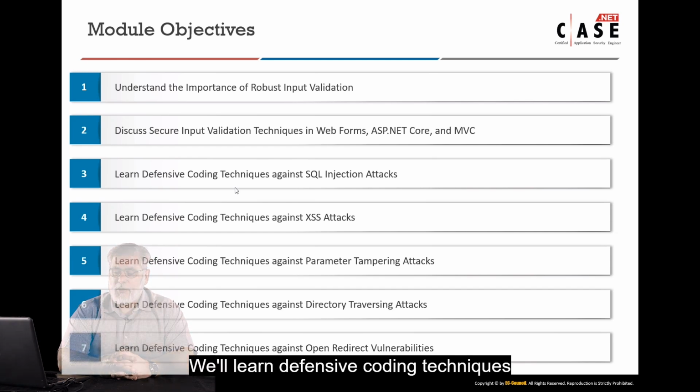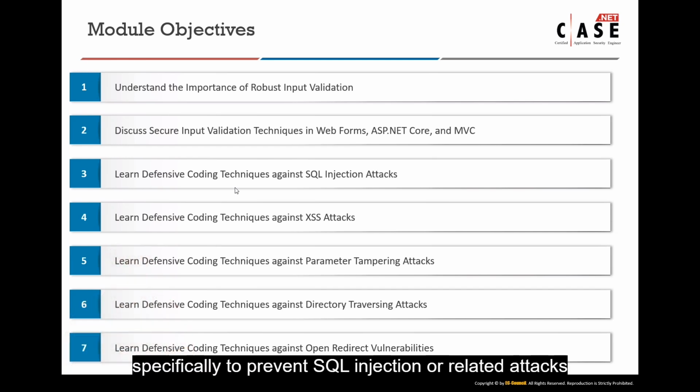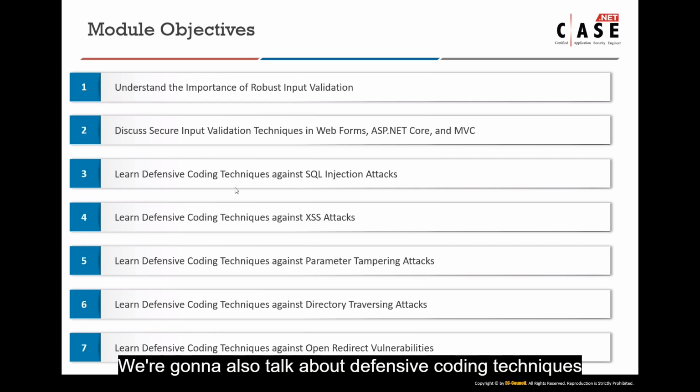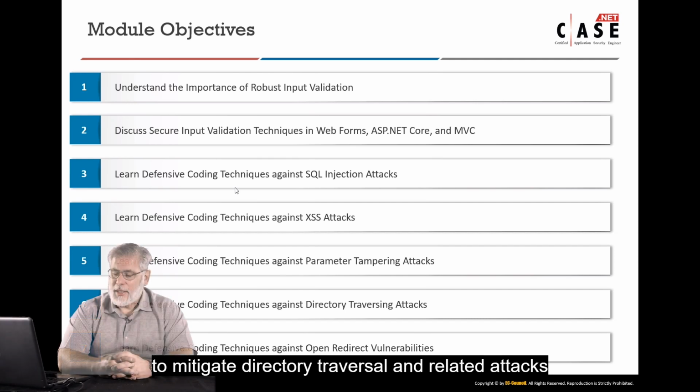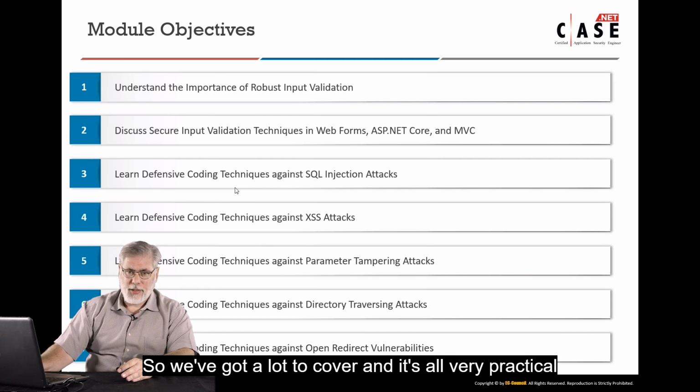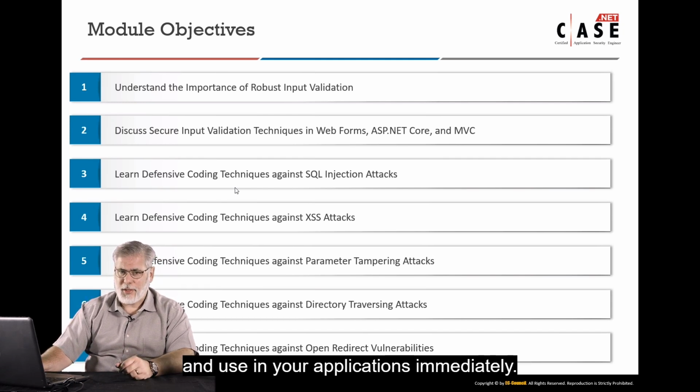We'll learn defensive coding techniques specifically to prevent SQL injection and related attacks, such as cross-site scripting. We'll learn defensive coding techniques specifically to mitigate parameter tampering. We're also going to talk about defensive coding techniques to mitigate directory traversal and related attacks such as output redirect vulnerabilities. So we've got a lot to cover, and it's all very practical that you can take away and use in your applications immediately.